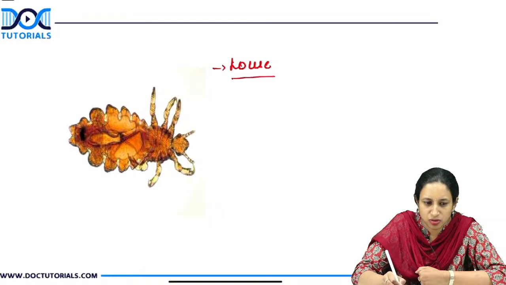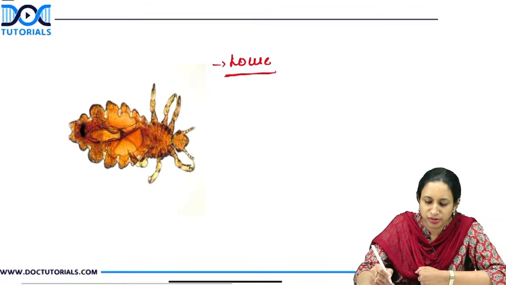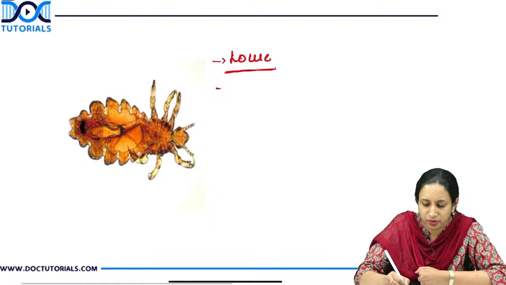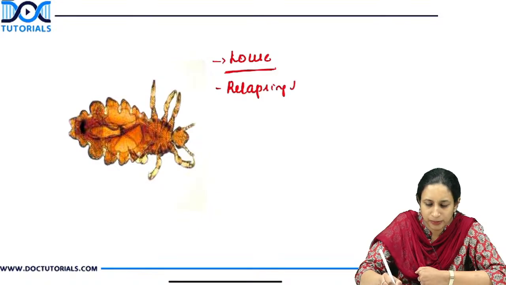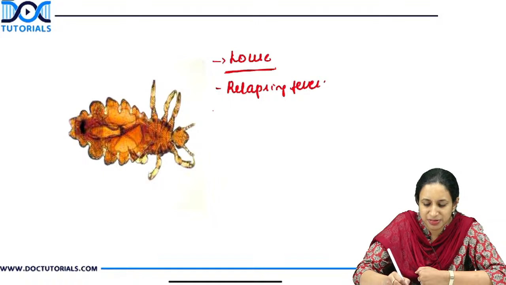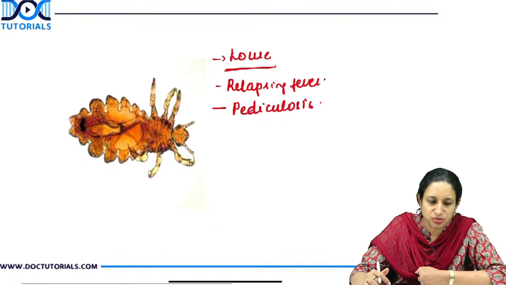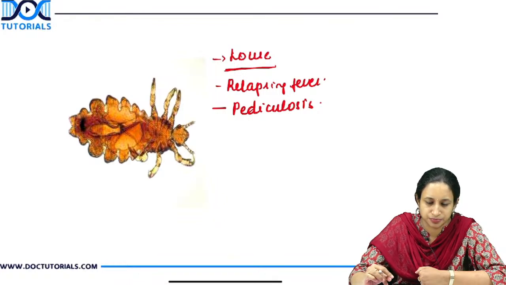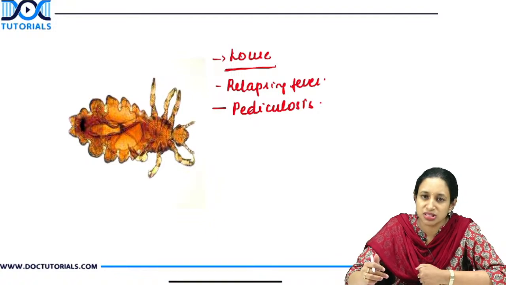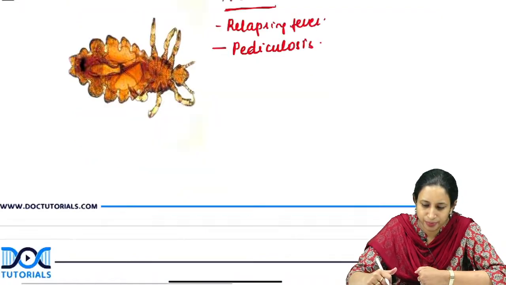So this is an image of a louse, and what is important for you to know, this is responsible for epidemic relapsing fever, and it's also responsible for pediculosis. So this is basically a louse. The louse causes your relapsing fever.